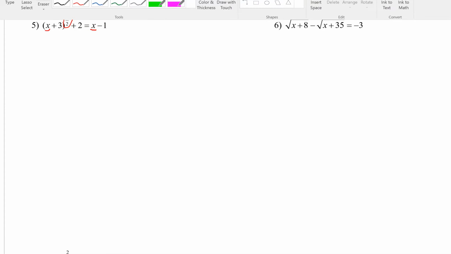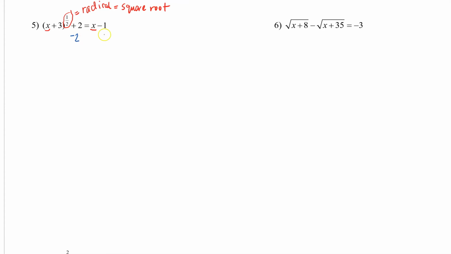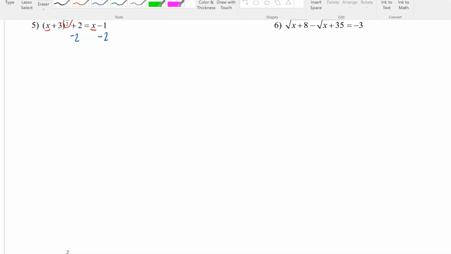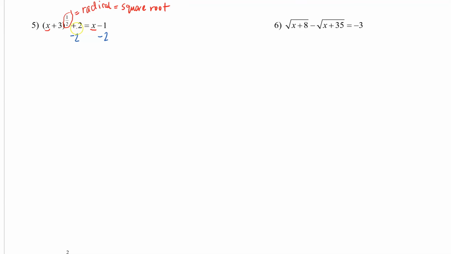So what I'm about to do serves no math purpose, it's just a way to avoid making mistakes. I'm going to subtract the 2 to the other side so that I don't have to FOIL these. I do not want to have to FOIL x plus 3 to the 1/2 plus 2. Like, that's not something I want to do. So I'm subtracting the 2 to the other side so that when I square both sides eventually, I will only have to FOIL the right side. And it's a lot easier to FOIL a binomial like this instead of something to a 1/2 power.